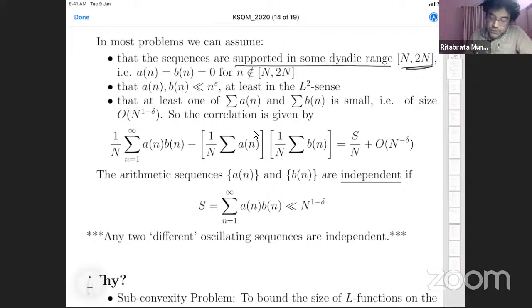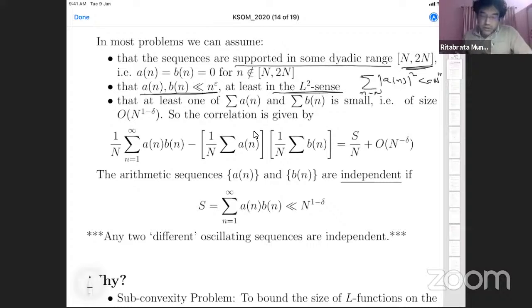And we can also assume that the sequences are bounded by some n to the power epsilon. So it's like bounded by a divisor function type of thing. If it's not pointwise, at least we need it in the L2 sense. Okay, so that if you look at the sum of the absolute value of a_n squared, say n going up to capital N, then it is bounded by N to the power 1 plus epsilon.